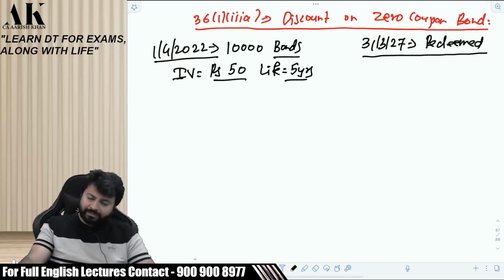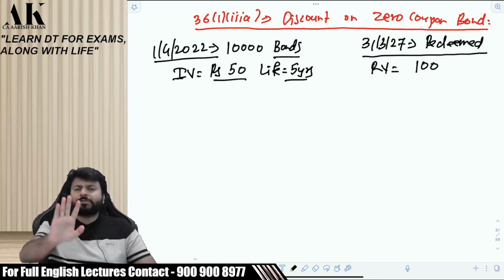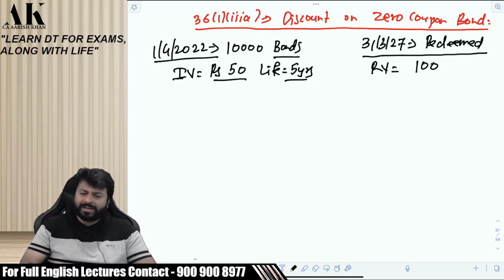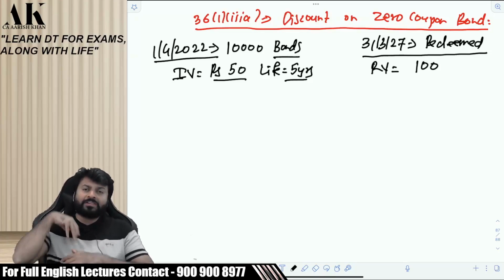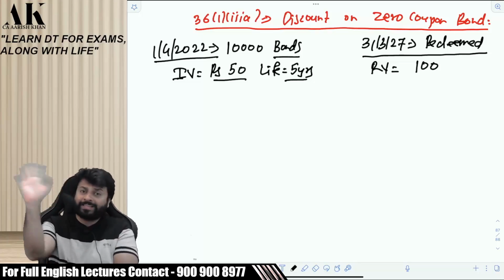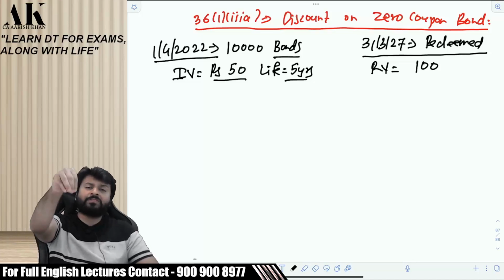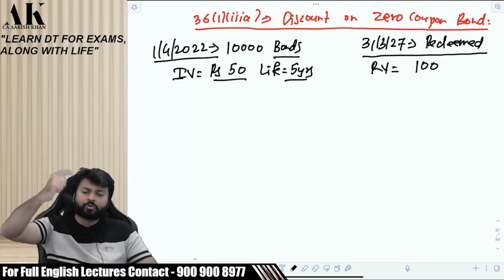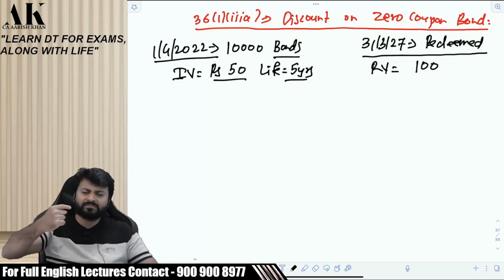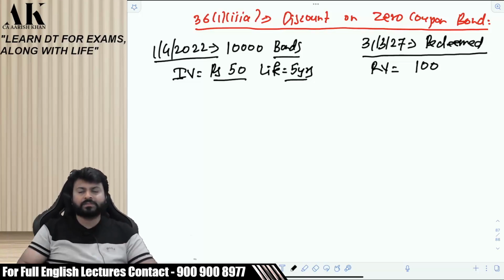And at the time of redemption, listen carefully. Suppose the redeemable value comes to 100 rupees. Yes or no? So today, how much money are you paying to the company? 50 rupees, right? So after 5 years, the company will pay you how much? 100 rupees, right? In the meanwhile, the company will not pay you anything. The company will not give you any interest on this. That is the reason the name of this bond is zero coupon bond. Coupon means what? Interest, na? Zero coupon bond is nothing but zero interest bond. Clear?